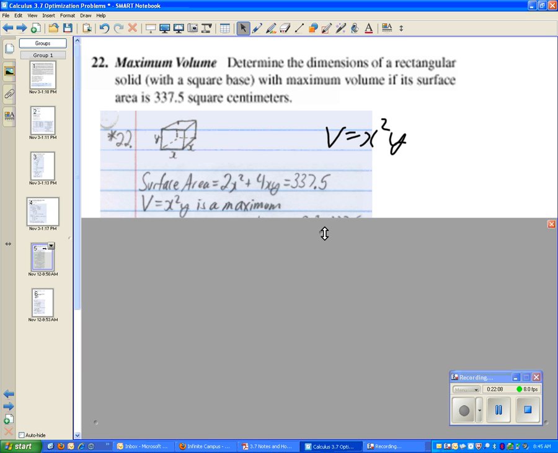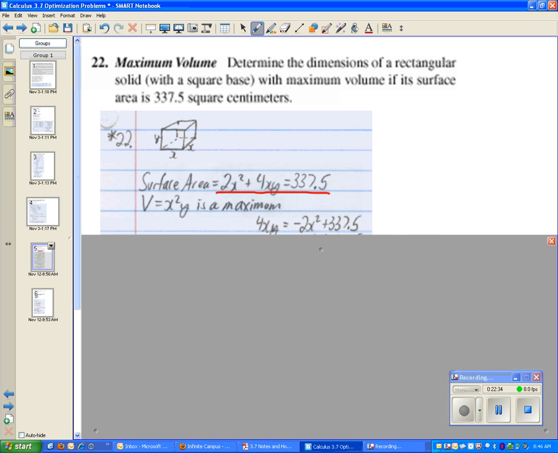All right, now write down that V equals x squared y. It's a maximum, or at least it will be when we're through with it. Now go back up here to your surface area equation and solve it for y. So first step, subtract 2x squared from both sides. I like my x squareds to be in front of my constants, so I wrote it as negative 2x squared plus 337.5. That's just personal preference. I like the good old, like you did with quadratics, descending order of exponents. I like that better.